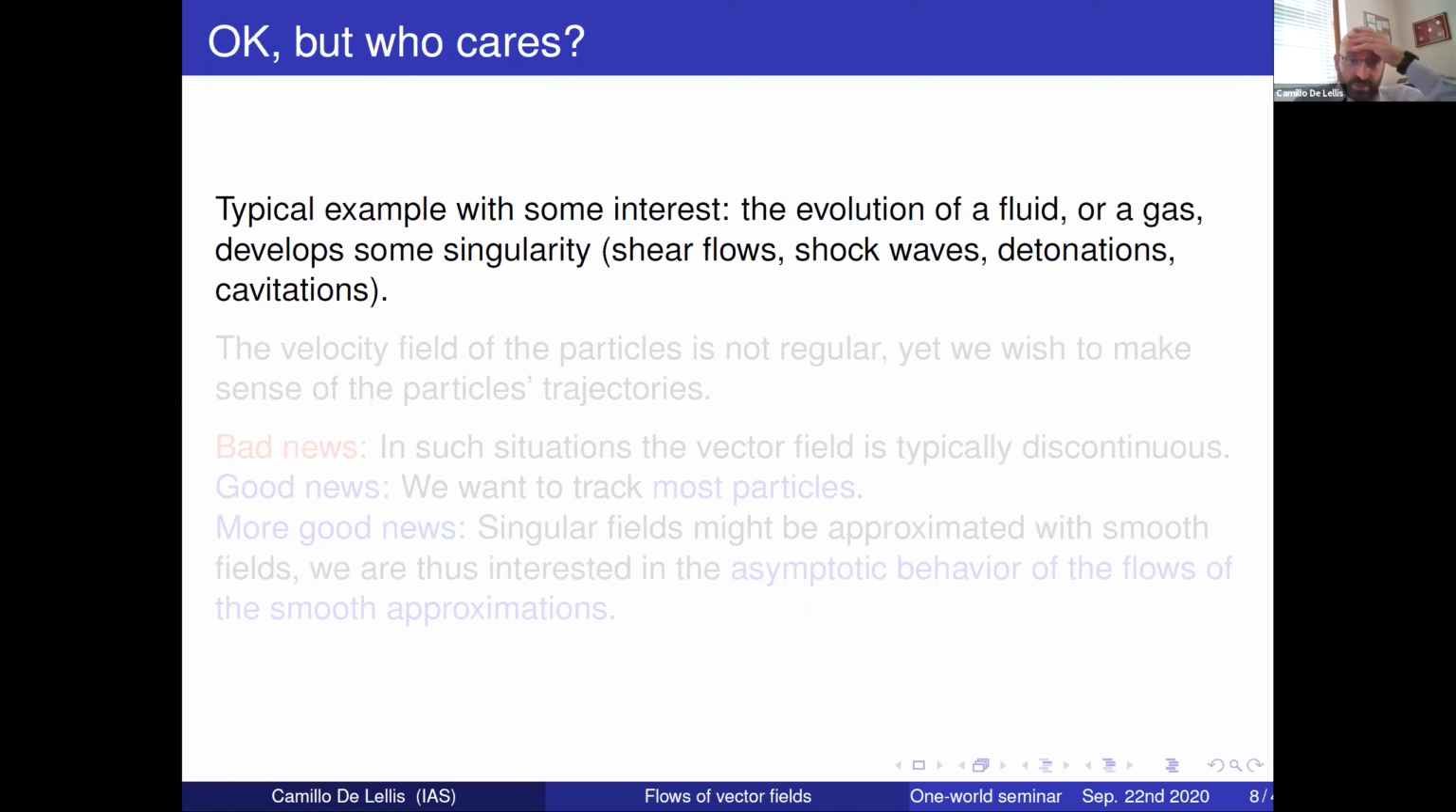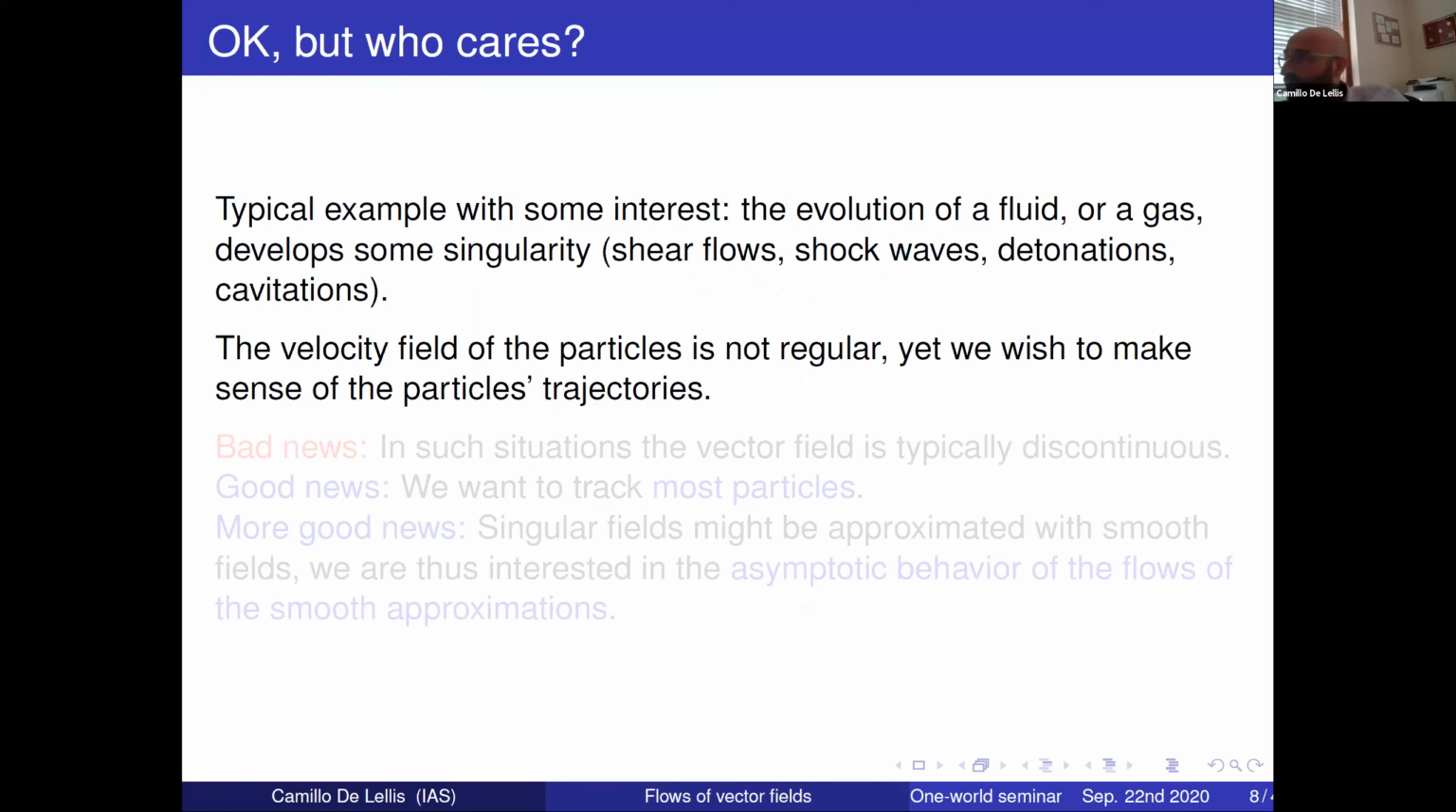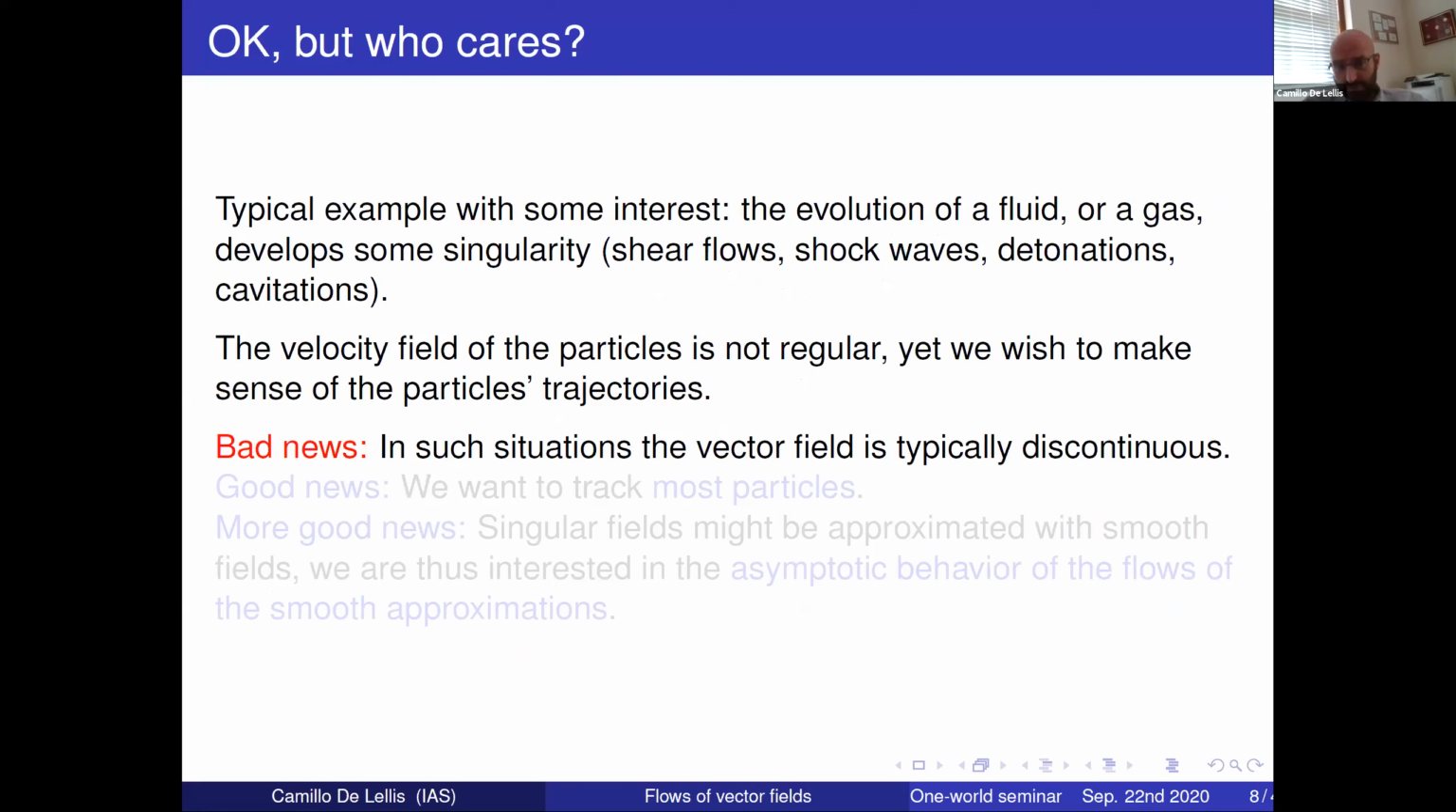Okay, so let me just tell you what is the typical example of some interest. So you have, for instance, the evolution of a fluid which develops a certain singularity. Okay, so the velocity field of the particles is maybe not regular in several of these situations, but you still want to make sense of the particles' trajectories. And of course, what is actually bad is that in these situations, the vector field is even more discontinuous, more singular than the example we saw, because it might be typically discontinuous.